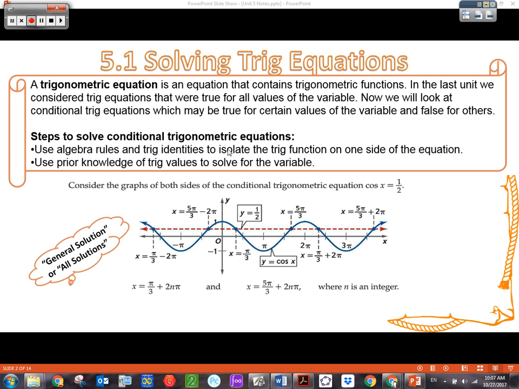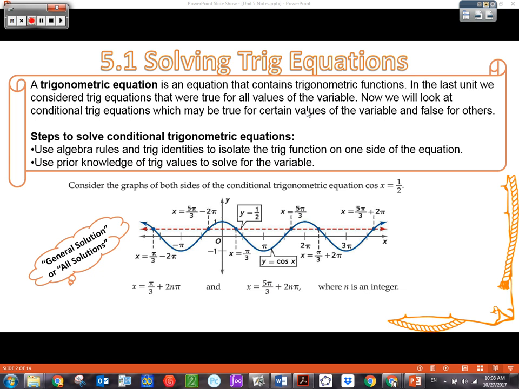In the previous unit, we were looking at solving, so there was an equal sign, right, with the proofs. There's an equal sign in this, so there were equations. But we were looking at solving the trig equations that were true for all values. The things that we were working on in the last unit, we proved them true for all values of x. It wouldn't matter what value of x we put in there, it would be true.